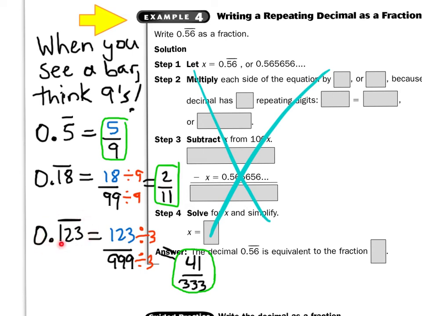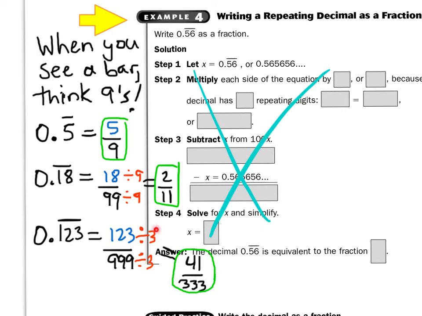And then take a look at this next example. Let's say I had 0.123 with a bar over all three of them. Well, when I see three numbers repeating, I put three 9s down in the bottom. And then I just grab the numbers that were repeating and put them on top. So I have 123 over 999. So I divide both by 3 to reduce it.